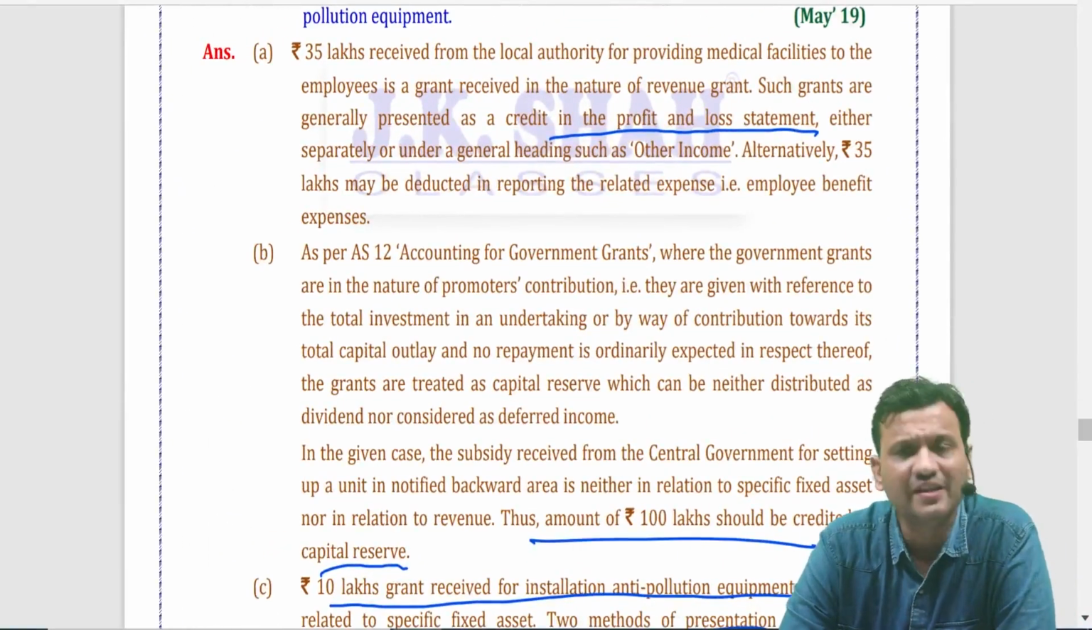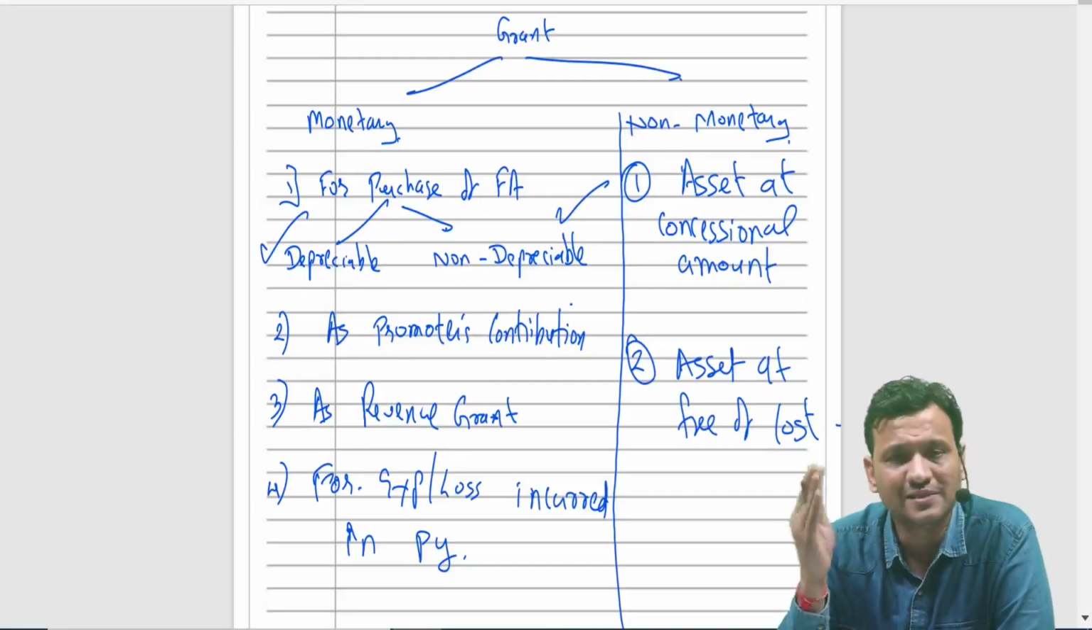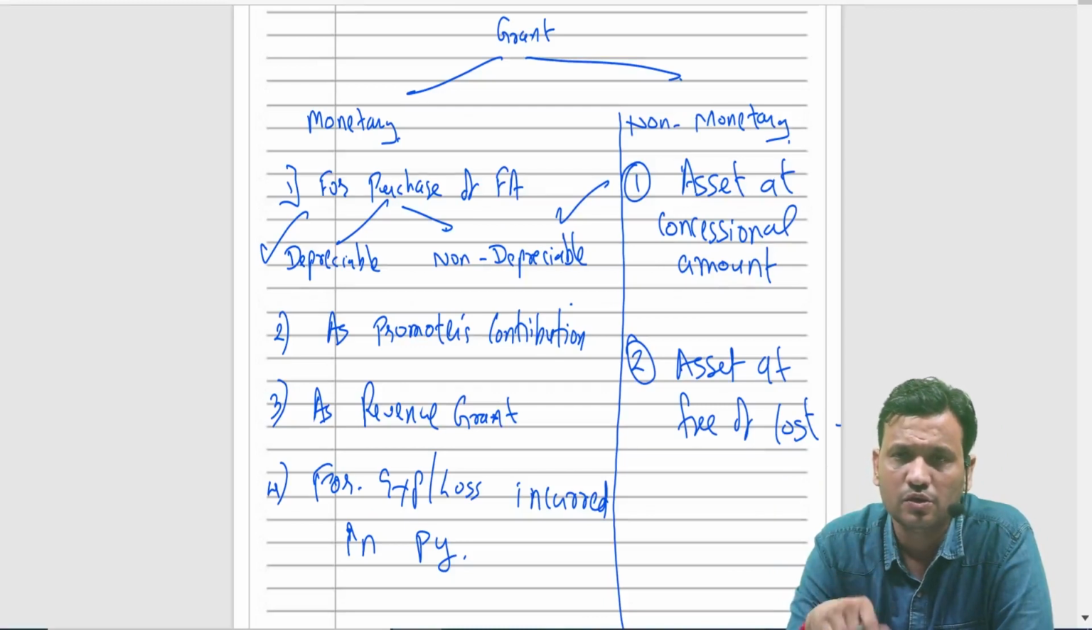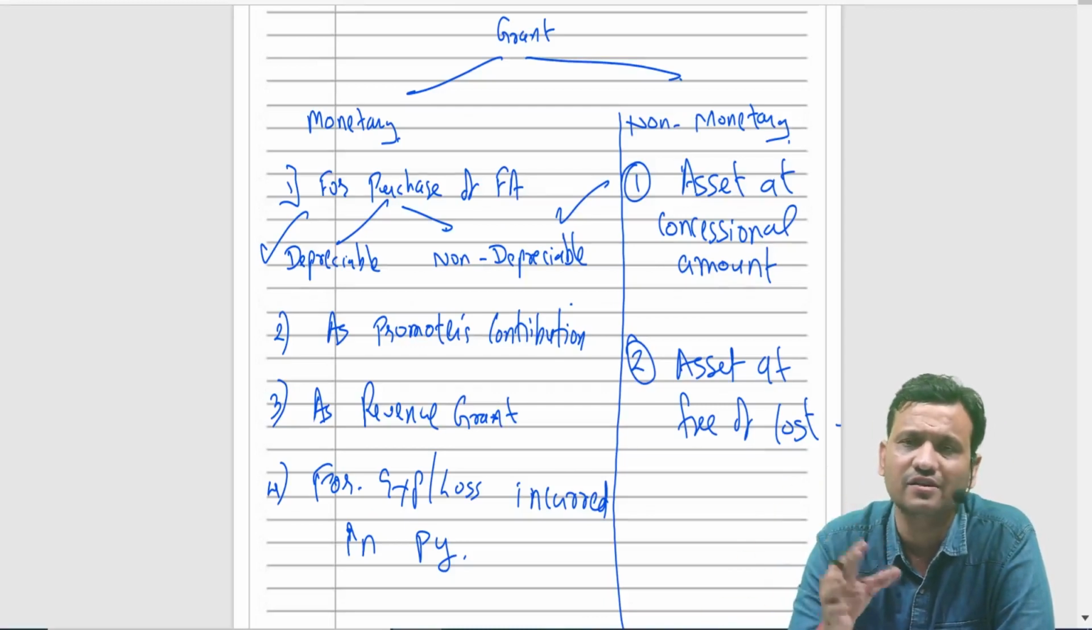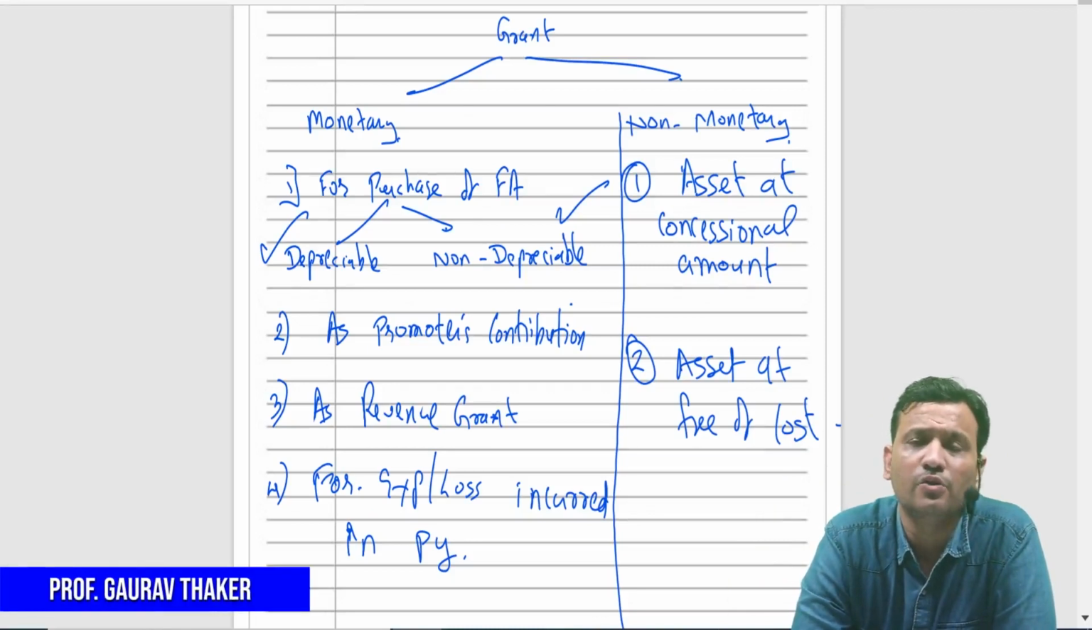So a very small standard, my friends. Not to worry about this standard. Just remember, when you receive the grant, what accounting you do, and on refund, what should be the accounting? This is the crux of this standard. So I'll end the revision session for accounting standard 12.